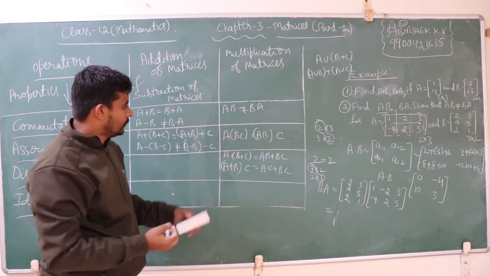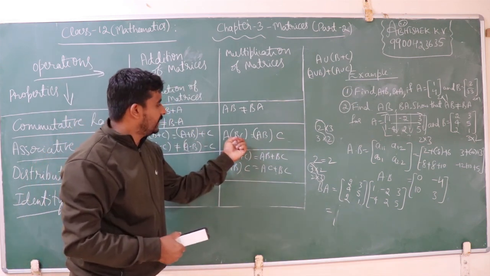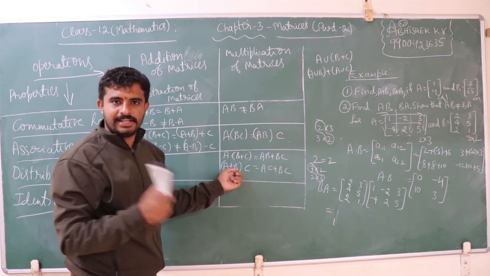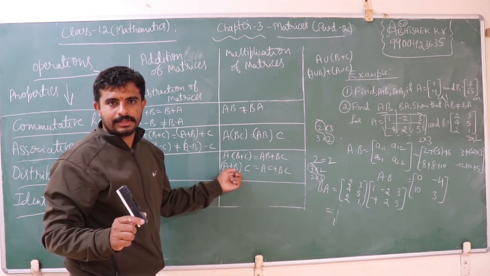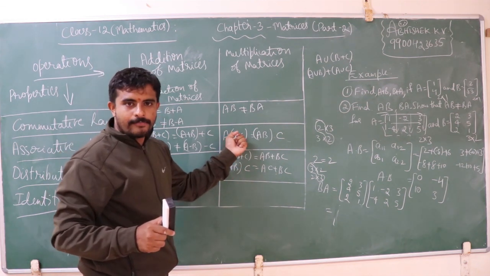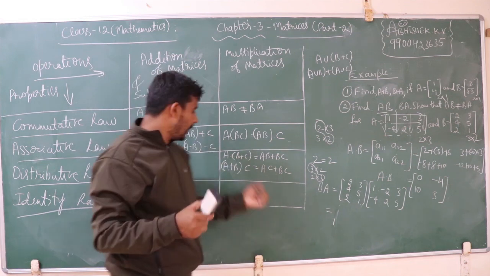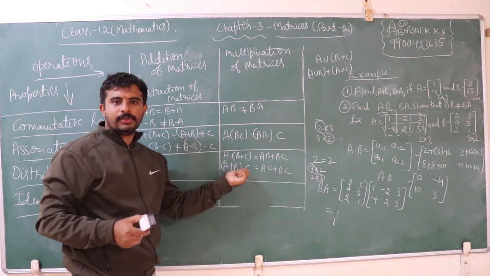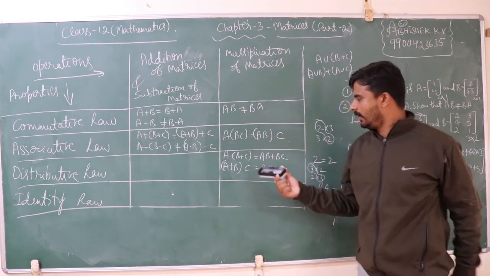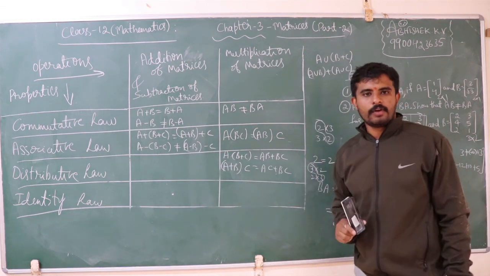I leave the associative law and distributive law for you to check yourself. Is it clear? Therefore, multiplication of matrices holds the associative law. Since the distributive law contains both addition and multiplication, it also holds for any 3 matrices of the respective order.